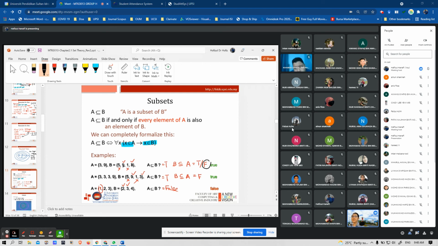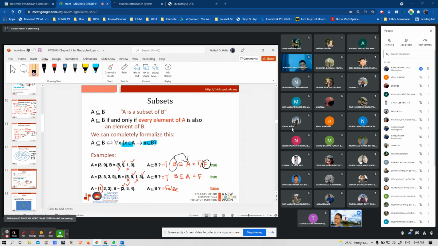Okay, B is false because the elements of B are not all in A. As you can see, we have 5, 9, 1, 3. 5 and 1 are not elements of A. That's why we cannot say that set B is a subset of set A. False.